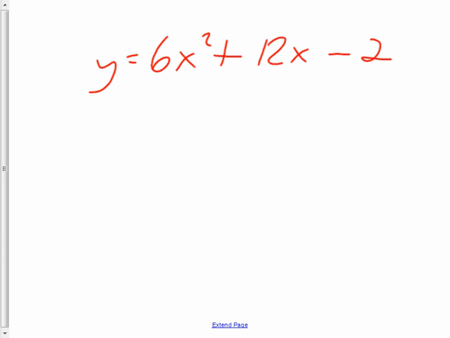Okay, I'll give you another one. Y equals 6x squared plus 12x minus 2. Now, don't try to take a 6 out of that 2. Move the 2 way over, and then do your factoring.